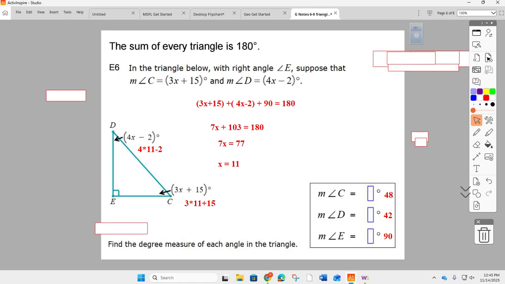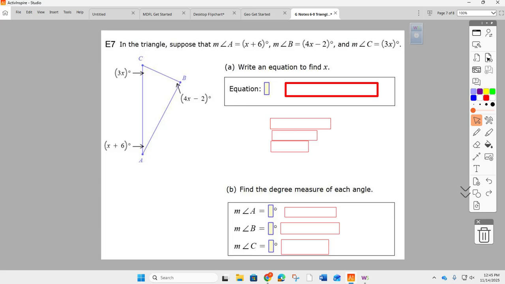Okay. In the triangle, suppose the measure of angle A equals x plus 6. The measure of B equals 4 times x minus 2. And the measure of angle C equals 3 times x. This looks like it's from Alex. You're going to have a problem that looks like this as well. The first thing you're going to do is write the equation in the problem. And these are just interior angles, no funny business here.